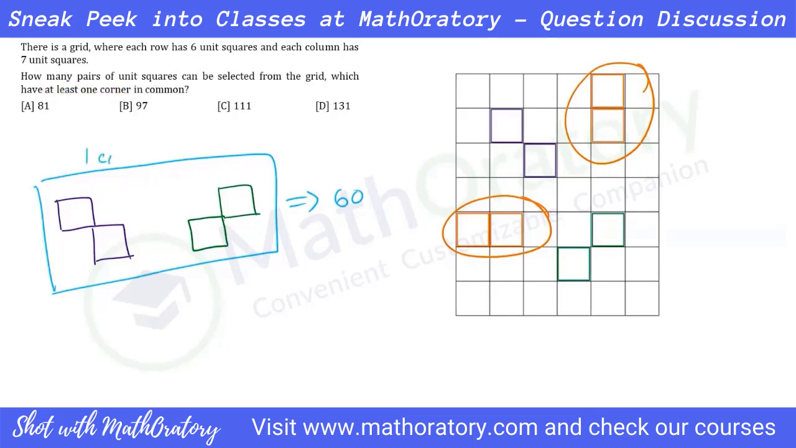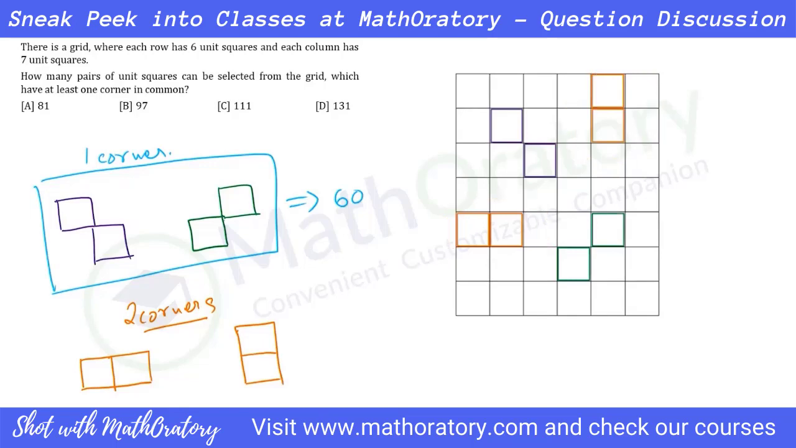So 1 corner in common are 60. And now we are looking for 2 corners in common. So if there are 2 corners in common, now you can think about in this way, there are only 2 types of rectangles which will satisfy this idea. One is a 1 cross 2 rectangle, and another is a 2 cross 1 rectangle, isn't it?